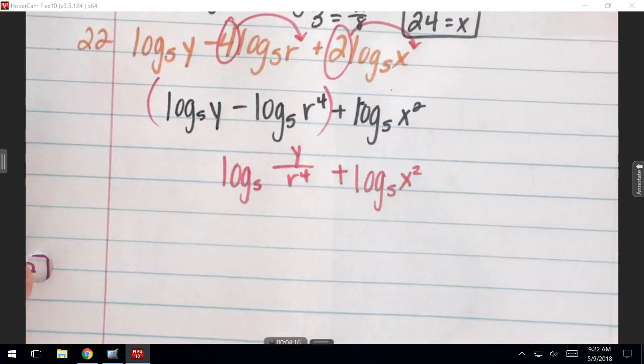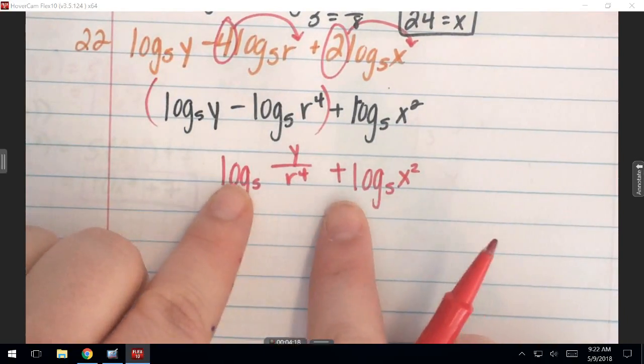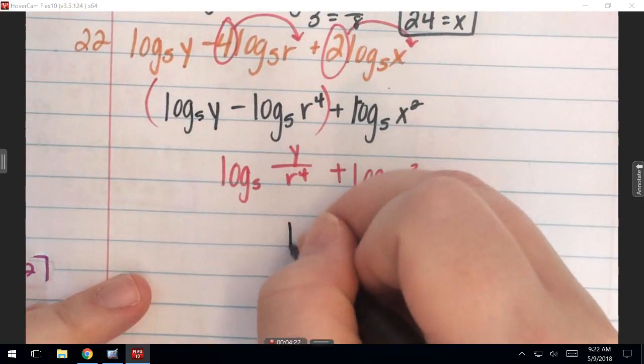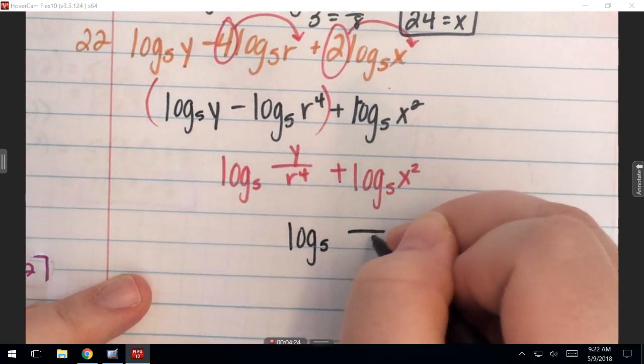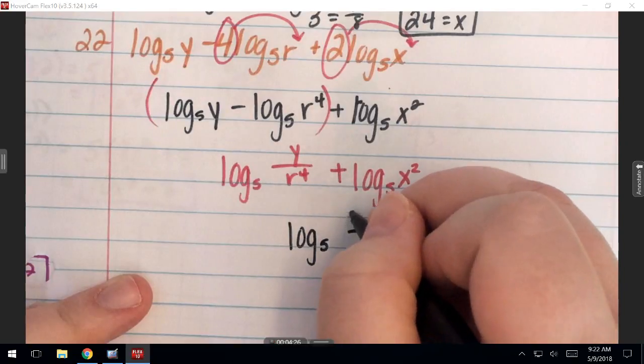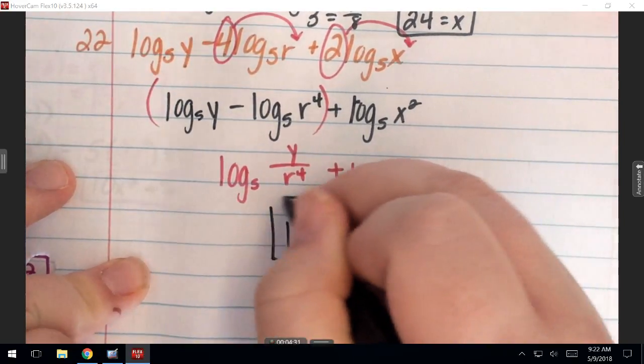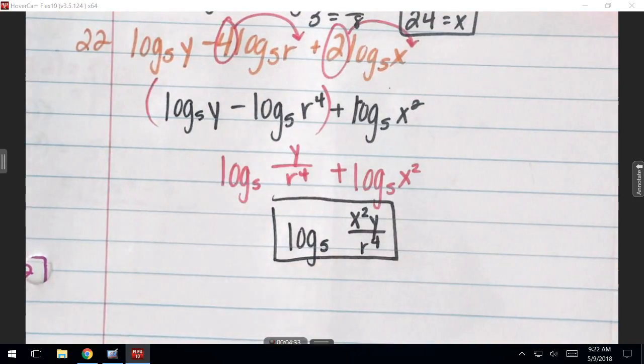And last but not least, since these two have the same base, and they're both logarithms, and they're added, it's multiplying, so my final answer is log base 5. I've got that r to the 4th in the denominator. I've got x squared y in the numerator. So that one's probably the hardest one on the entire study guide, in my opinion, just because most people are uncomfortable with logs.